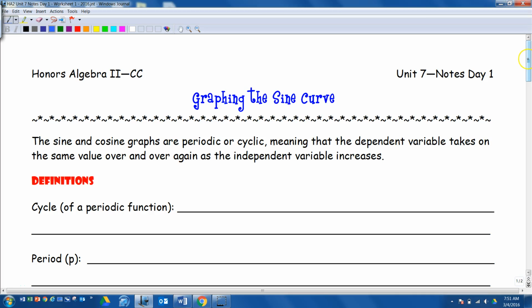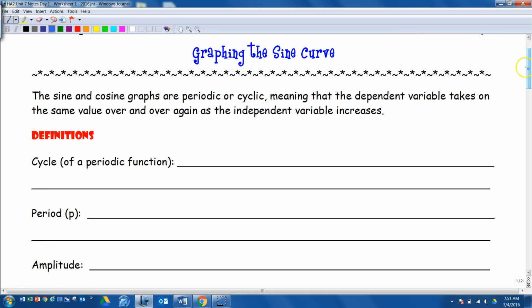Okay, class, we're going to go through a lot of definitions here today. So this video might be a little longer, but you can skip to the parts you need to go to if you are just reviewing. So we're going to be graphing sine curves today.